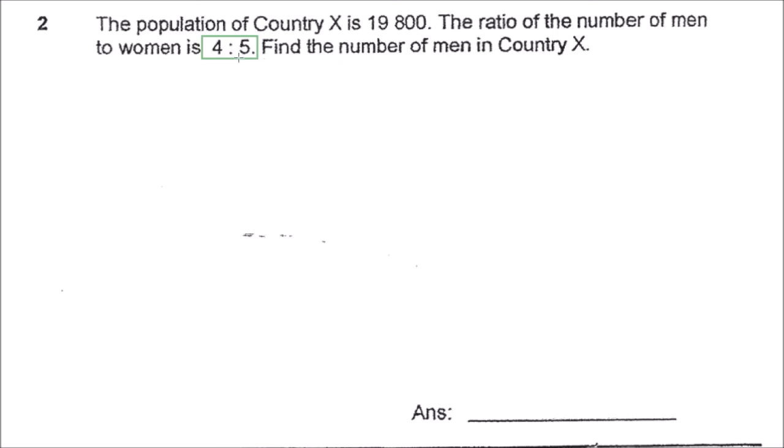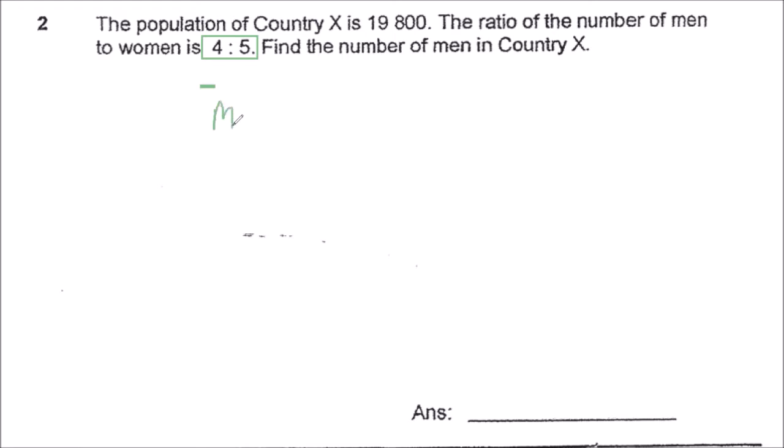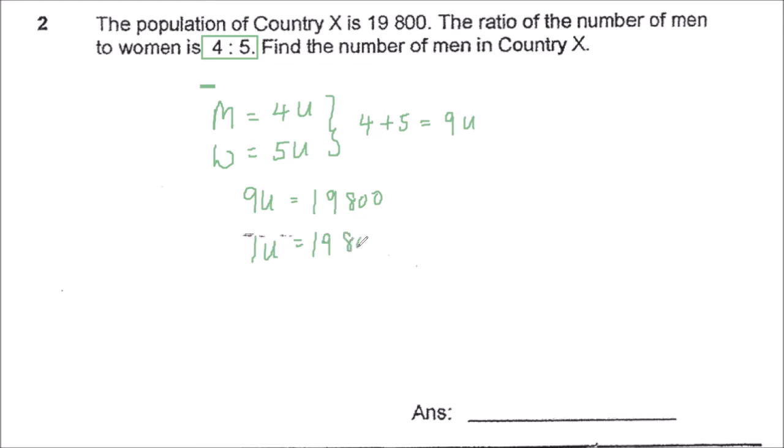You can see that this 4:5 just tells you that the men have 4 units, and for women, there will be 5 units. So the total, isn't it 4 plus 5? That will give us 9 units. So if 9 units equals 19,800, so 1 unit would be 19,800 divided by 9. Okay, 19,800 divided by 9, we have 2,200.